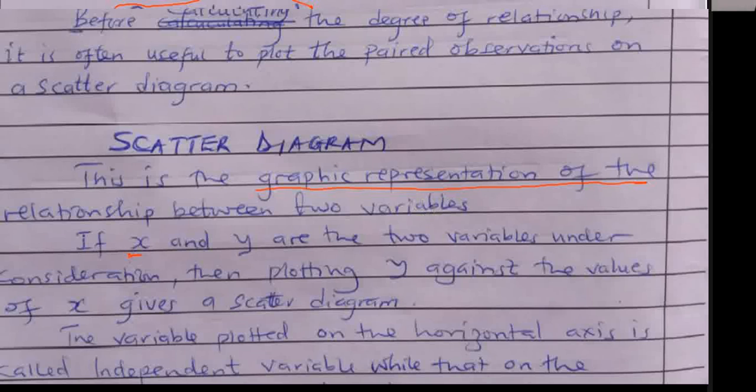So here we are saying that if x and y are the two variables under consideration, then plotting y against x gives a scatter diagram. The variable plotted on the horizontal axis is called the independent variable, meaning it can exist without the variable plotted on the vertical axis, while the one on the vertical axis is called the dependent variable.